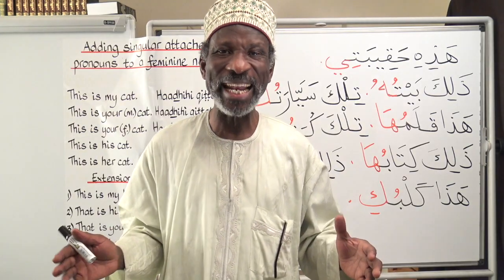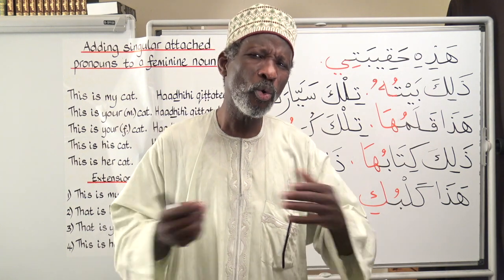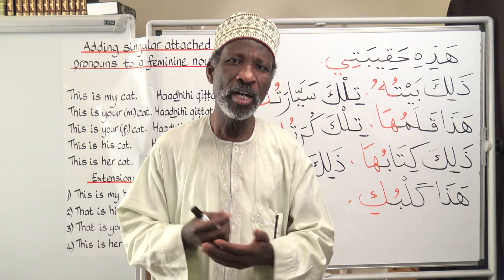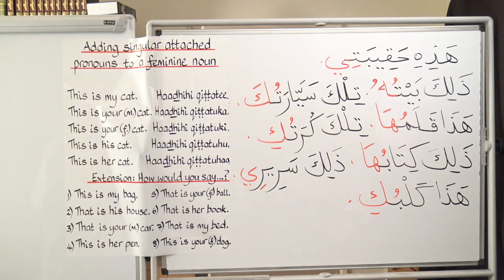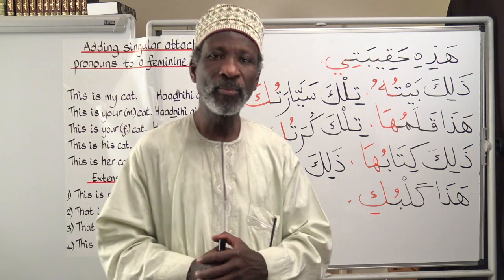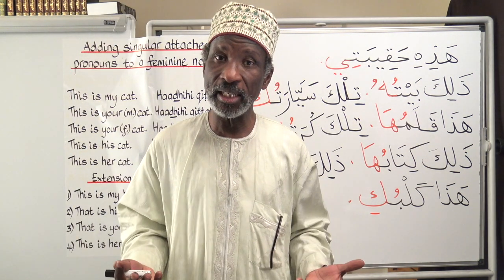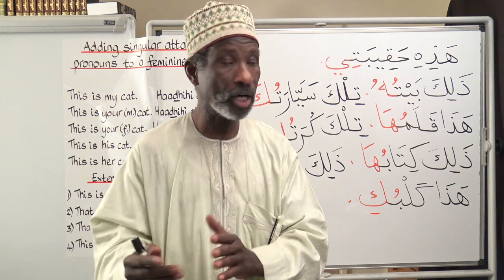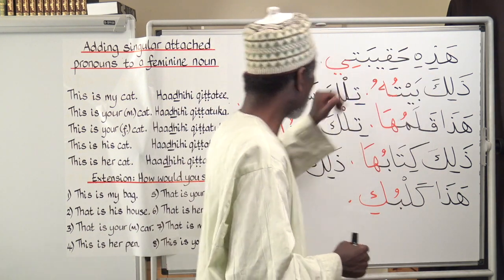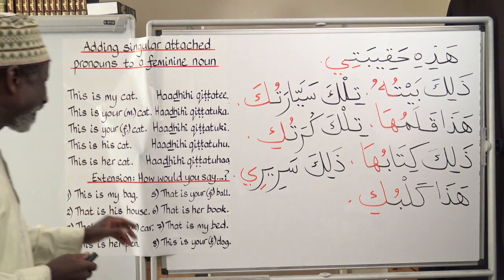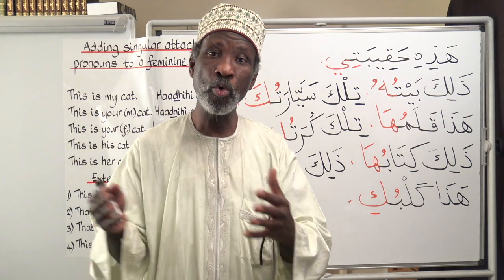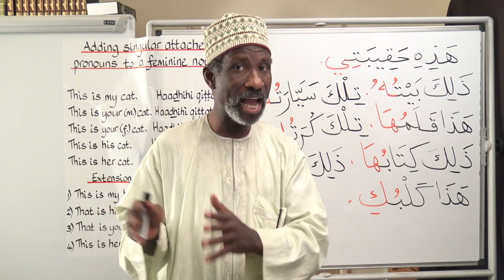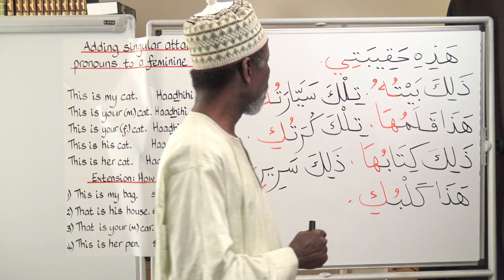Now, let's do an extension. That is always very helpful to reinforce our knowledge. An extension we have here, how would you say, number one, this is my bag. My bag will be haqibati. So we say hadhihi haqibati. Number two, that is his house. His house will be baytuhu. So we say dhalika baytuhu.